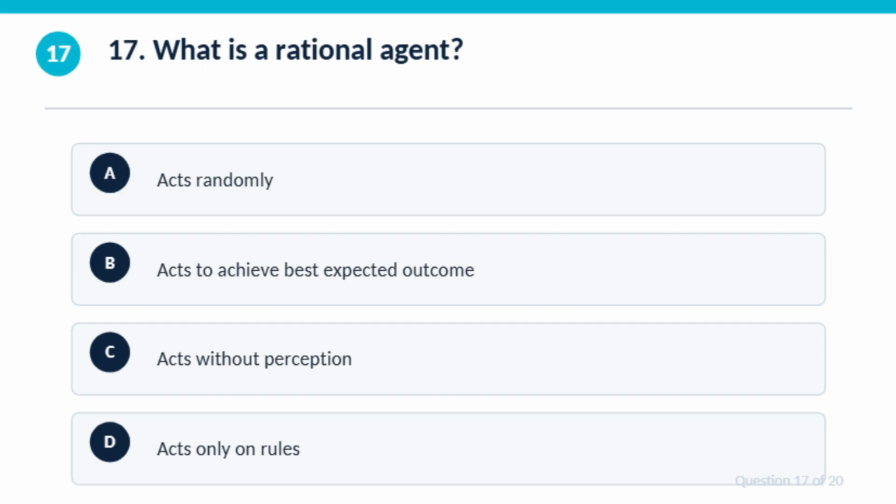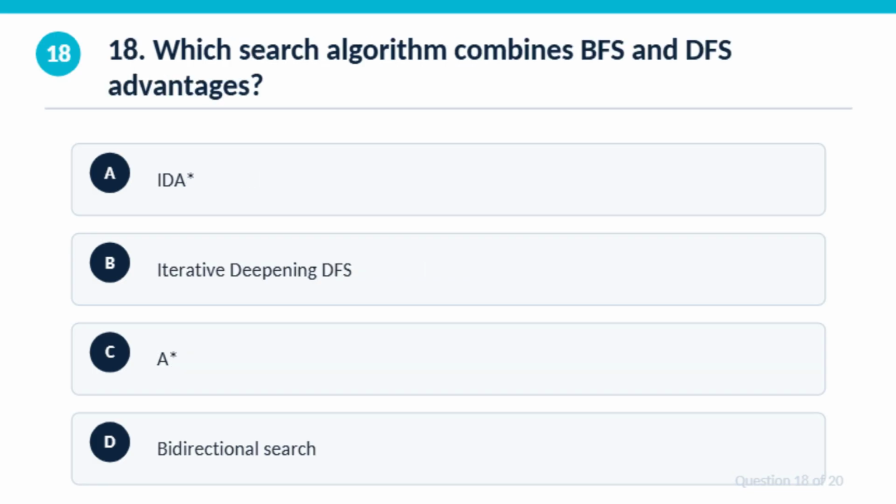What is a rational agent? A. Acts randomly. B. Acts to achieve the best expected outcome. C. Acts without perception. D. Acts only on rules. The correct answer is acts to achieve the best expected outcome, B.